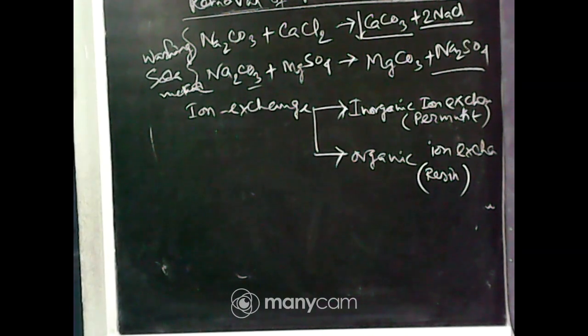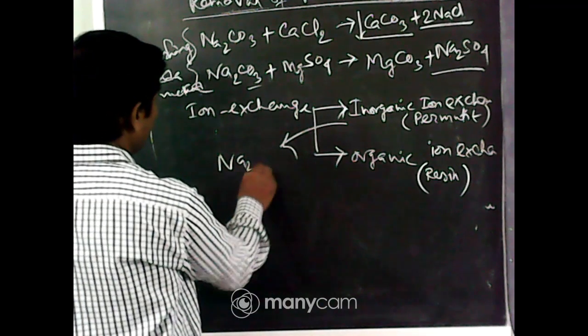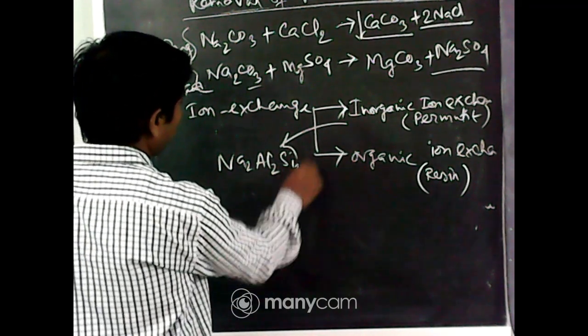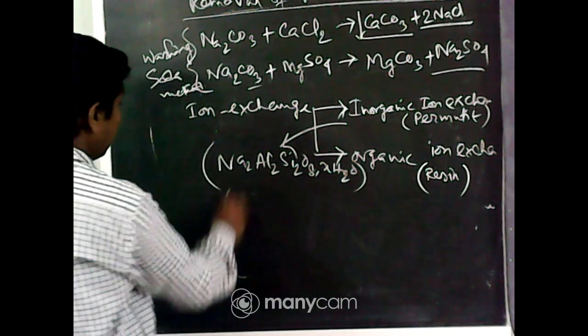So, first of all, the question is, what is Permutit? It is sodium aluminium silicate. It is a complex inorganic salt, sodium aluminosilicate, and the formula is Na2Al2Si2O8.xH2O.